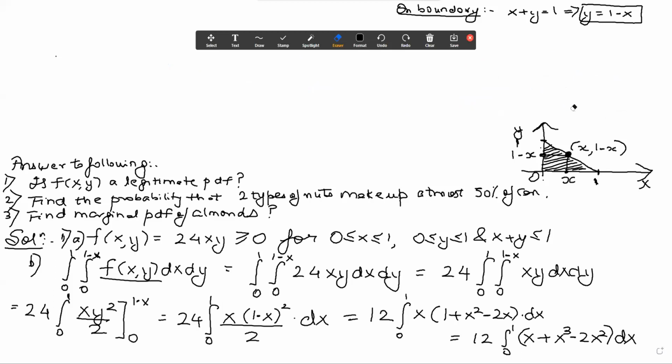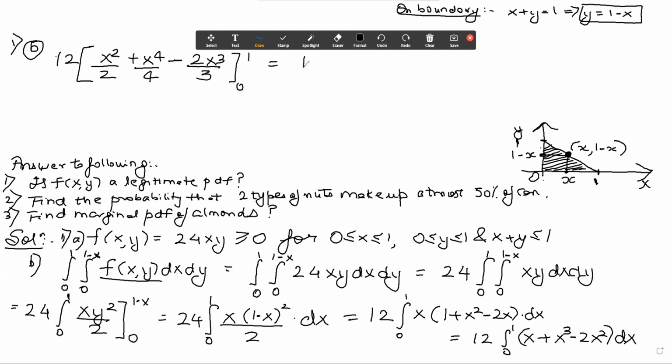Okay, so let's further integrate. We are continuing with part 1b. So 12 times, if I integrate it, the integral of x is x square by 2, the integral of x cube is x4 by 4, minus the integral of 2x square is 2x cube by 3. And I will run this from 0 to 1. So this will be 12 times 1 by 2 plus 1 by 4 minus 2 by 3.